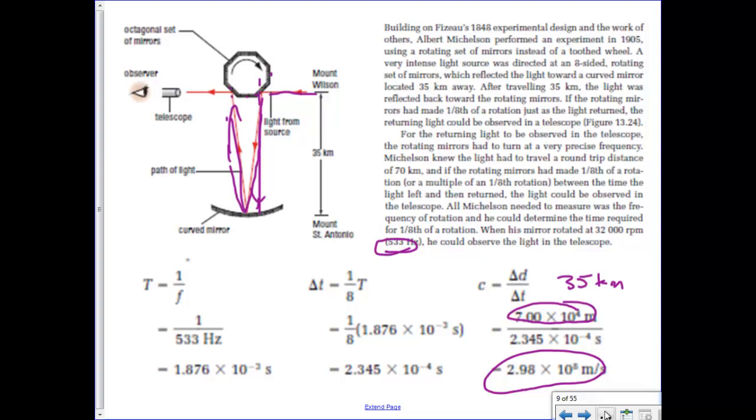Does that make sense? So I don't really know how you'd ever get tested on this, right? But I just want you guys to know basically the idea behind some of these experiments. They were more or less figuring out distance divided by time, and that's the speed of light. So we round this thing to 3 times 10 to the 8 meters per second.